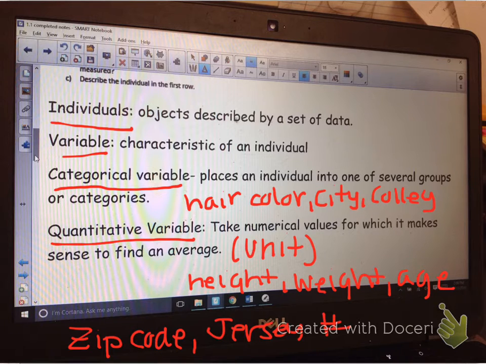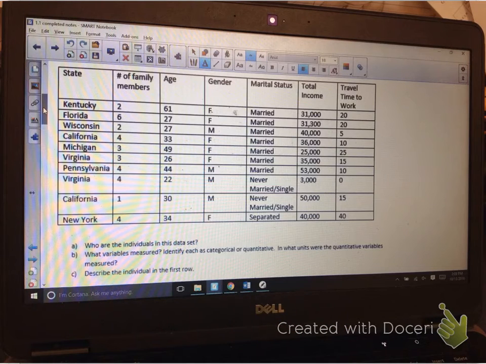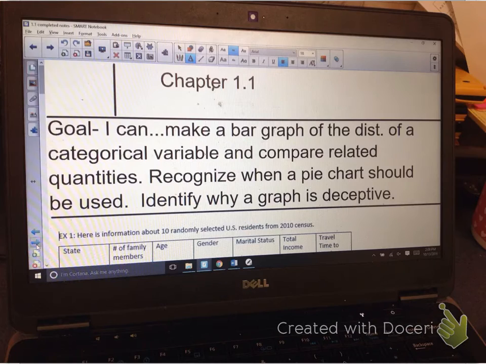So going back, I'm going to quickly talk about example 1. Then I want you to pause it and answer the question. Who are the individuals in the data? Well, the individuals in the data are the U.S. residents from the 2010 census.